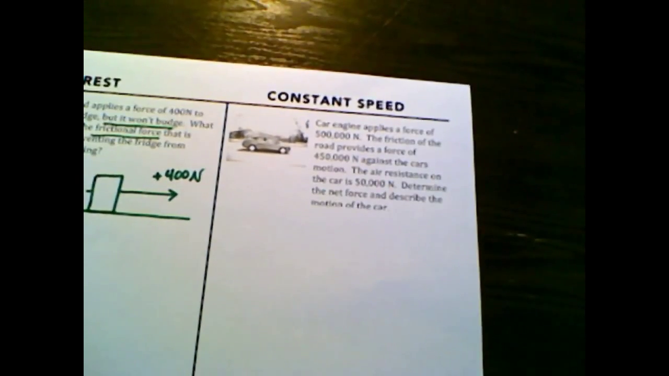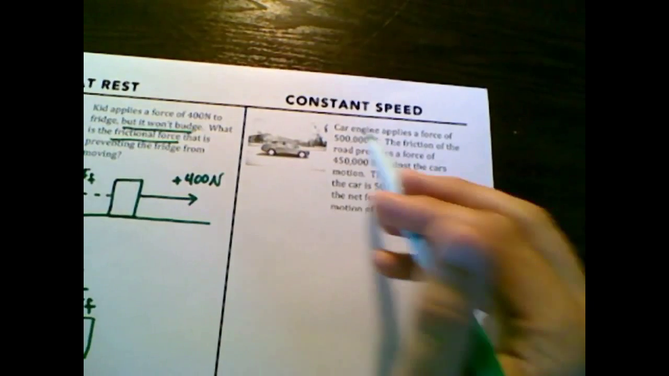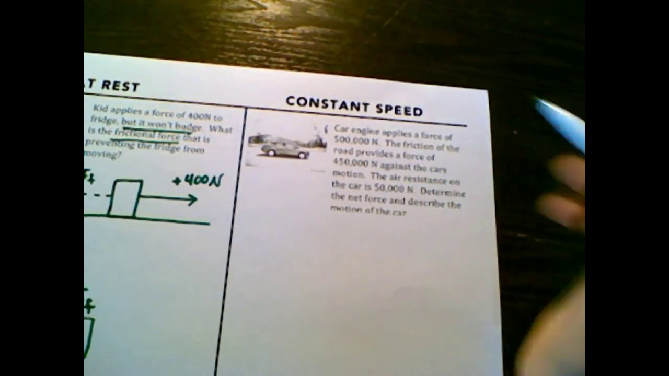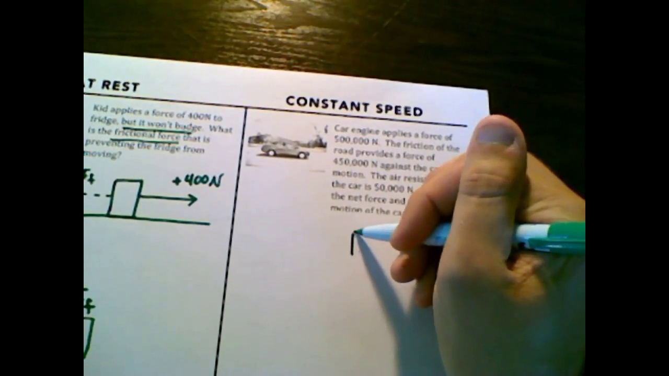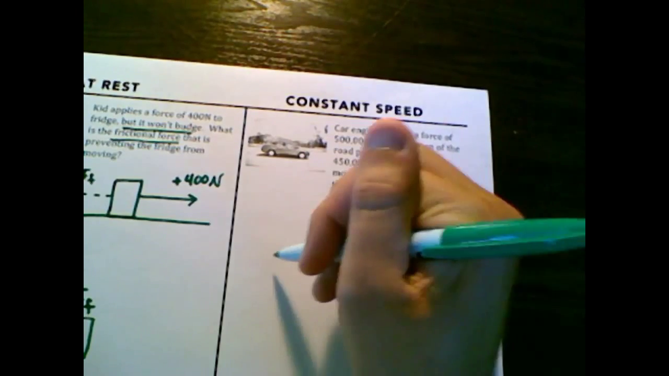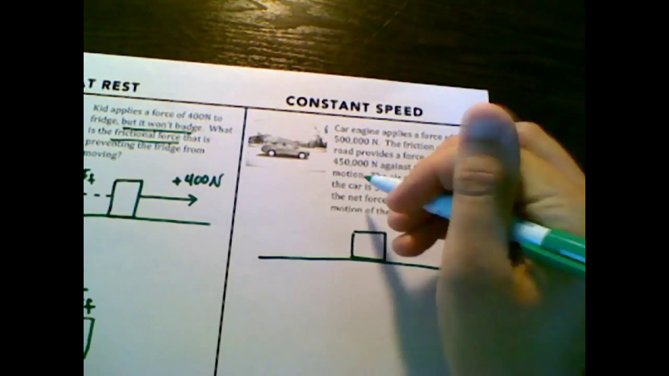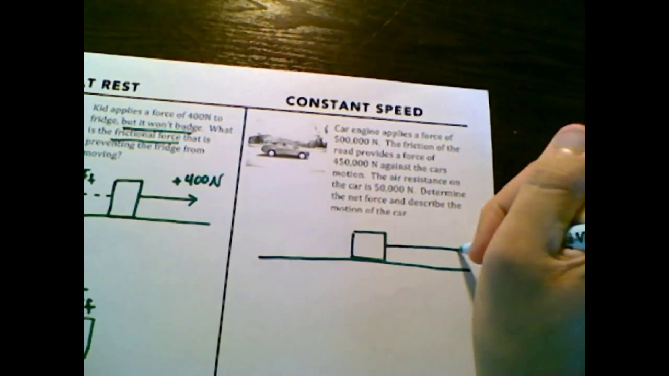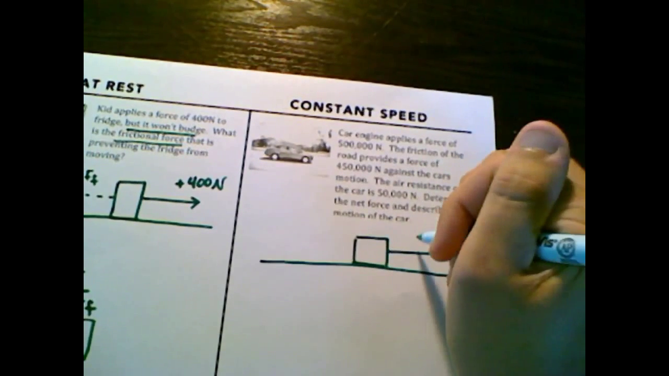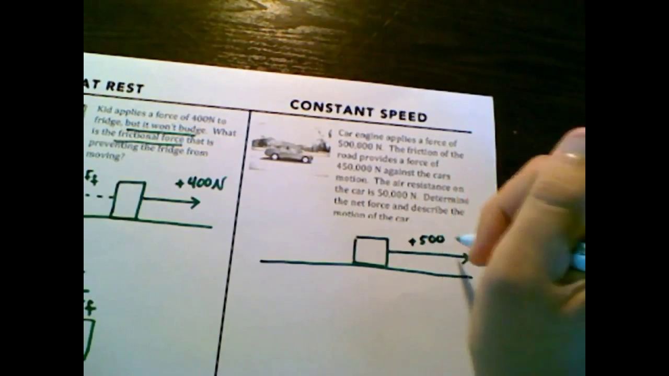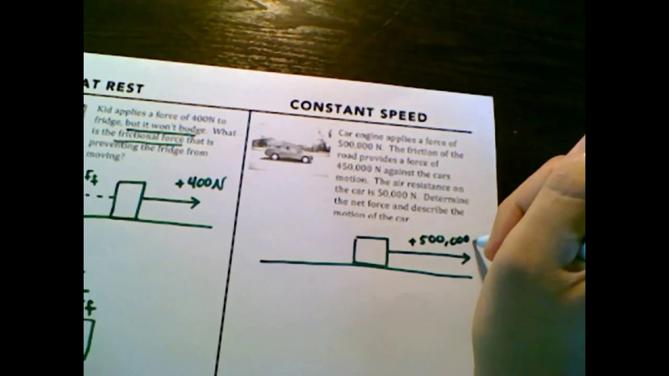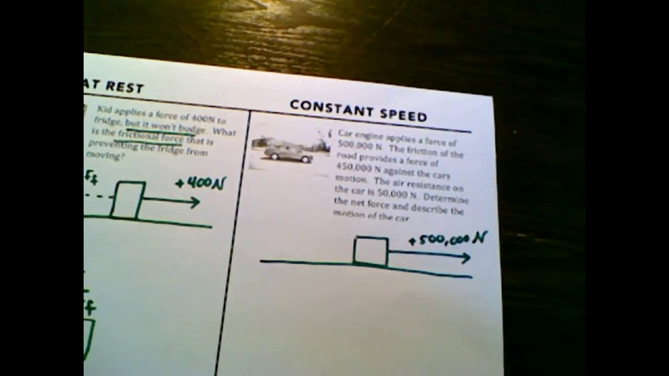Here we have a car that's moving, not at rest. So a car engine applies a force of 500,000 newtons. So I'm going to draw my object. Here's my car right here. Here's the ground. And it's going to apply a force of 500,000 newtons. I'm deciding to make that go to the right. So 500,000 newtons. I put the positive here because it's going towards the right.